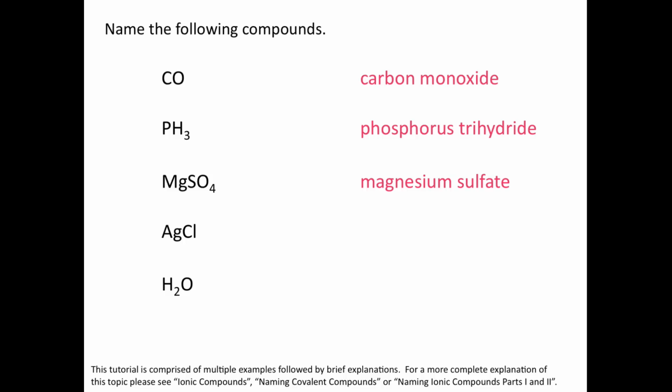AgCl, silver is a metal, chlorine's a nonmetal. This is an ionic compound. Silver is a transition metal, but it usually only forms ions with a charge of +1, so we don't have to write that as a Roman numeral in the name. This is going to be silver chloride. So if you have an ionic compound that's just two elements, a binary ionic compound, remember the cation keeps its name. The ending of the anion gets changed to "ide."